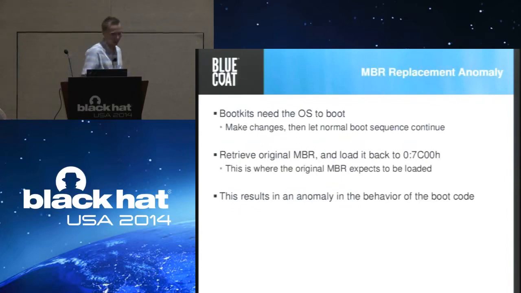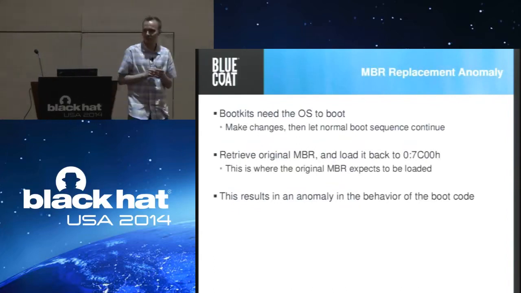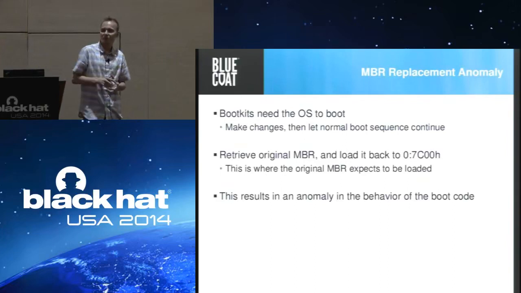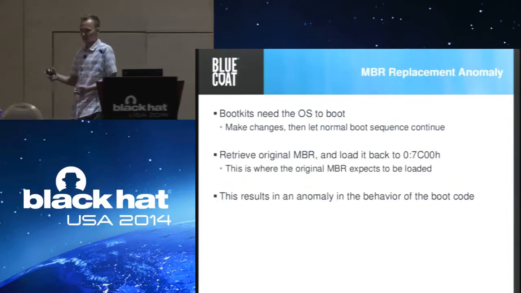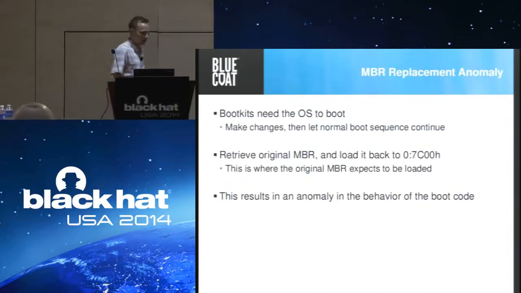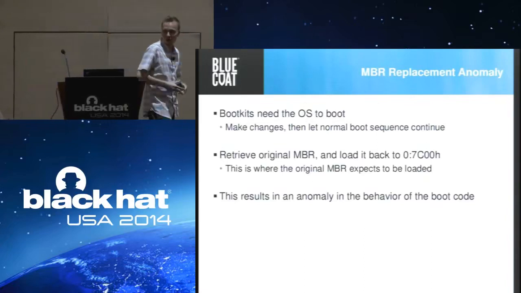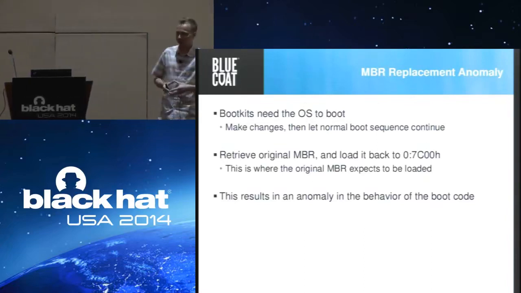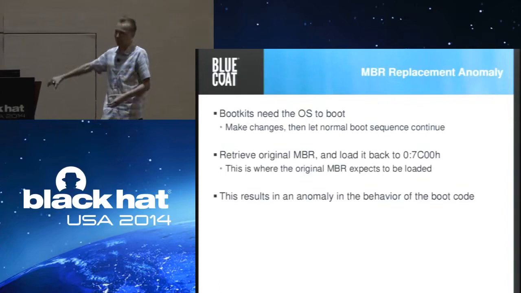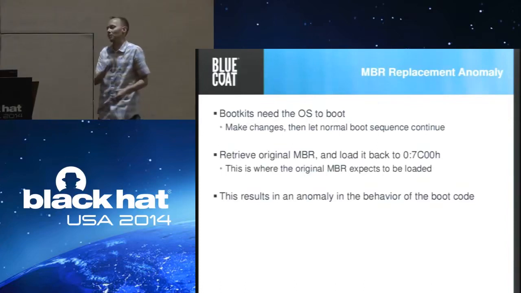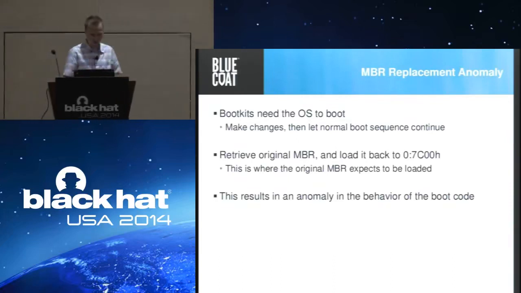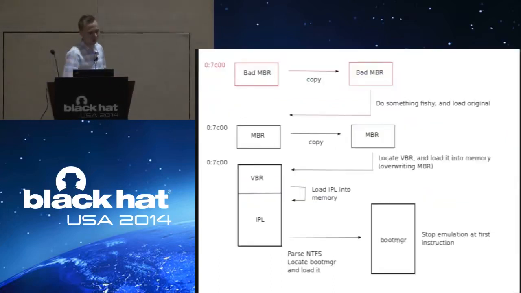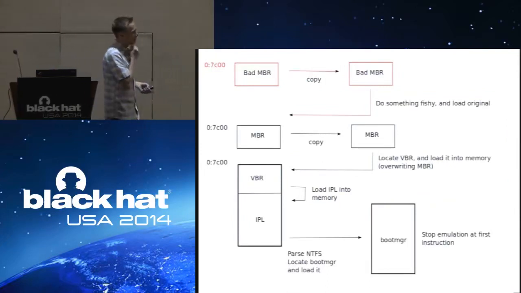The last thing I want to point out is, since bootkits really need the OS to boot, they want to make changes, and then let the normal boot sequence continue. The way they do this is that they store the original MBR somewhere, so that when they're being loaded initially, they can retrieve the original one and then pass control back to it. And this results in a quite interesting anomaly, which we can see when we emulate it.